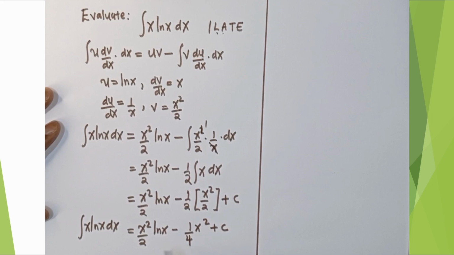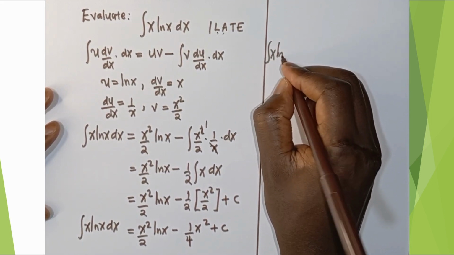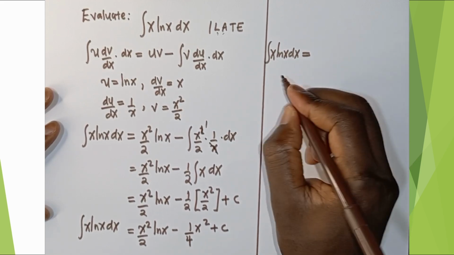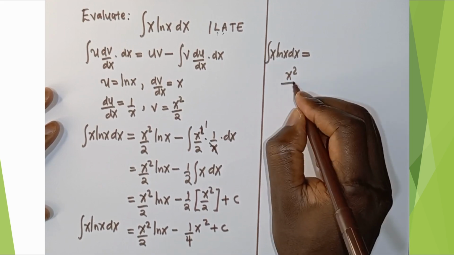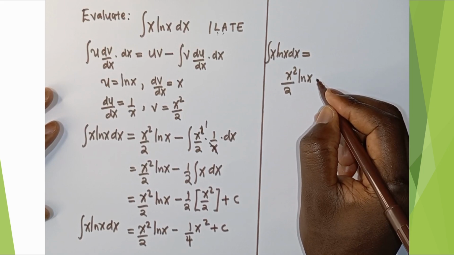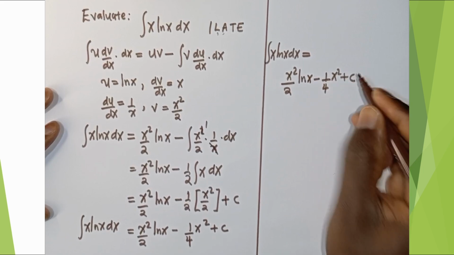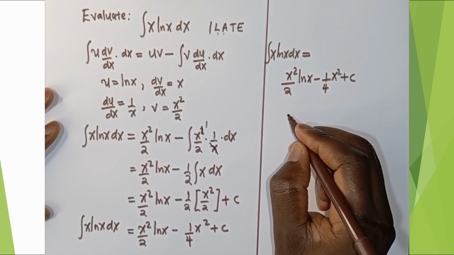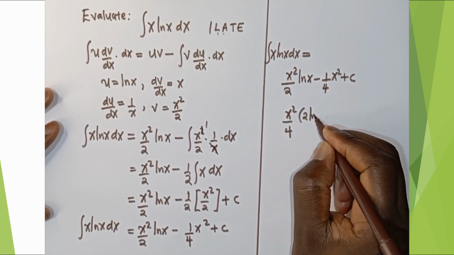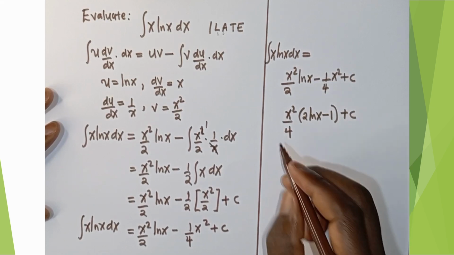Now, simplifying this further, we can have finally that our integral of x ln x dx is actually equal to x squared out of 2 ln of x minus 1 out of 4 x squared plus c. Now simplifying this, pulling out x squared out of 4, we end up having x squared out of 4 times 2 ln x minus 1, plus c.